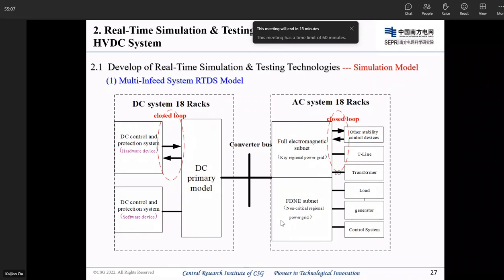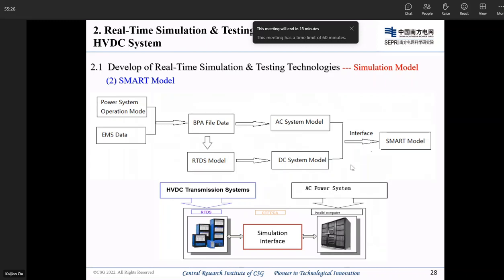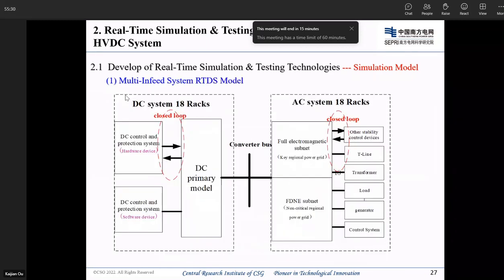We have an AC system, also including the generators and transmission lines like this. And the other is the hybrid model. In this one, all the AC and DC is simulated in the RTDS. For the hybrid, some is simulated in RTDS, some is simulated in PC.